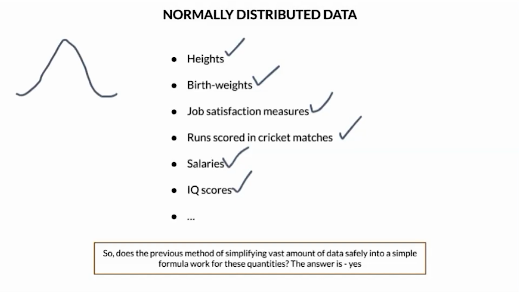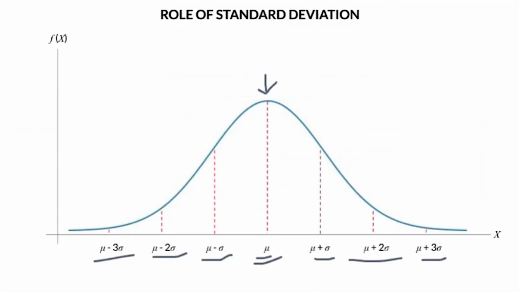This bell curve. So my question is, does the previous method of simplifying this vast amount of data safely into a single formula work? Now, what is that single formula? In the heights case, where was the formula?